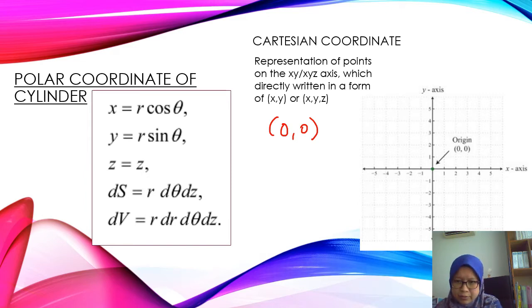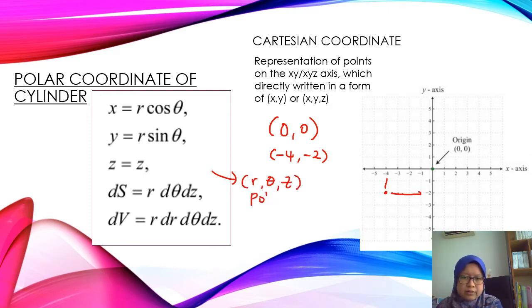Or let's say you have another point here. This point, in Cartesian coordinate, is written as -4, -2. So this is how we write the Cartesian coordinate. In polar coordinate of cylinder, the representation will be written in the form of r, theta, and z. This is the polar coordinate of cylinder.